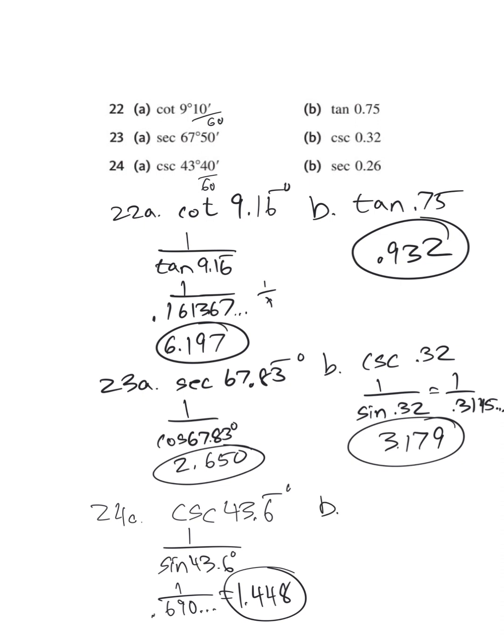And 24b, the secant of 0.26, put it in radian mode, and it's 1 over the cosine of 0.26, so take the cosine of 0.26, and you get 1 over 0.966, blah, blah, blah. Hit the 1 over x key, and it is 1.035.